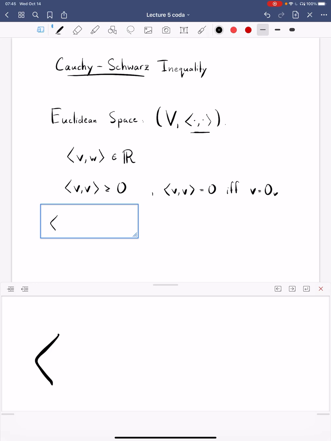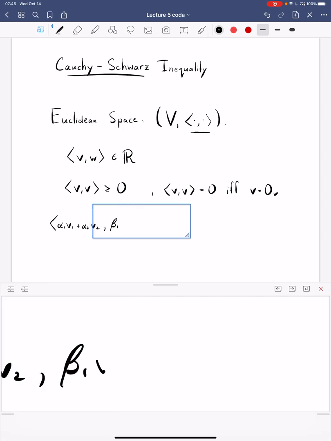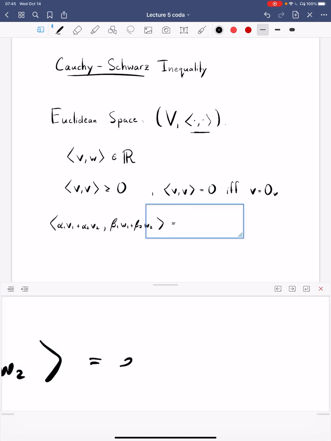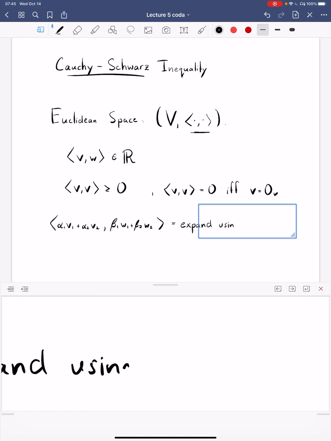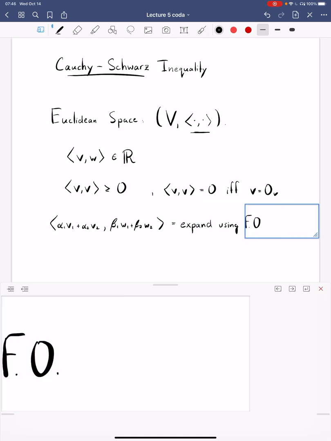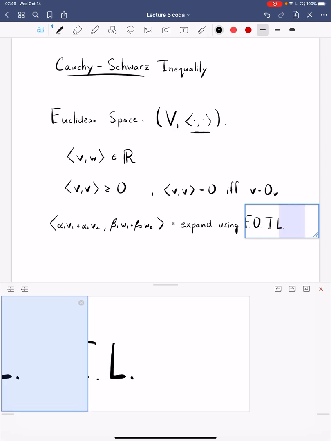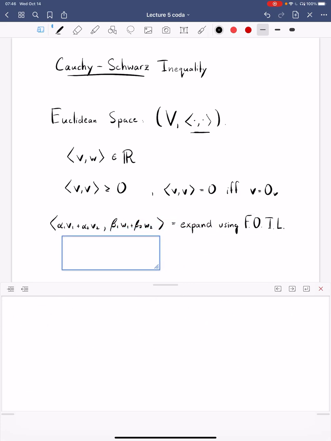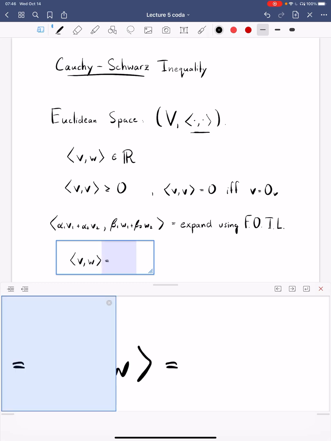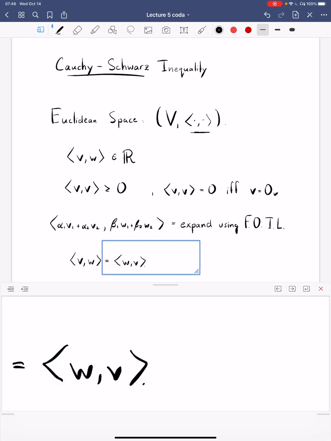So if I write down something like alpha 1 V1 plus alpha 2 V2, beta 1 W1 plus beta 2 W2, you can expand using the FOIL identity from high school algebra, right? So first, outside, inside, last. That's explained in the notes. Okay, and then there's also symmetry, so that the scalar product of V with W is the same thing as the scalar product of W with V.